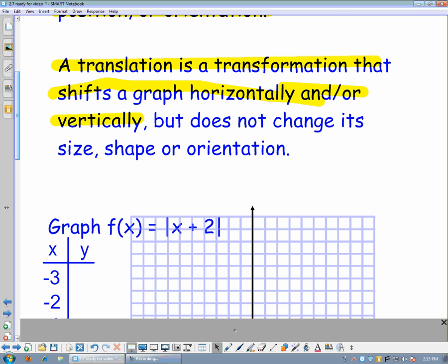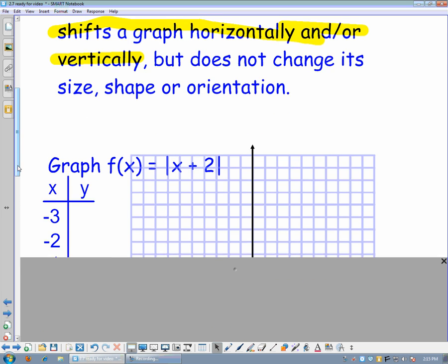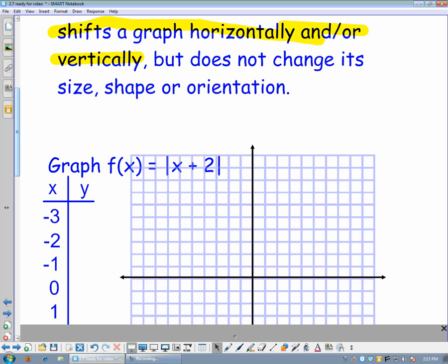All right, so what if we wanted to graph f of x equals the absolute value of x plus 2? Let's test this out. If we plug in -3, we get -3 plus 2, the absolute value of -1, is 1. So we get the ordered pair (-3, 1). How about if we plug in -2? We get -2 plus 2 inside the absolute value. That's the absolute value of 0, that's 0. So we get the ordered pair (-2, 0).